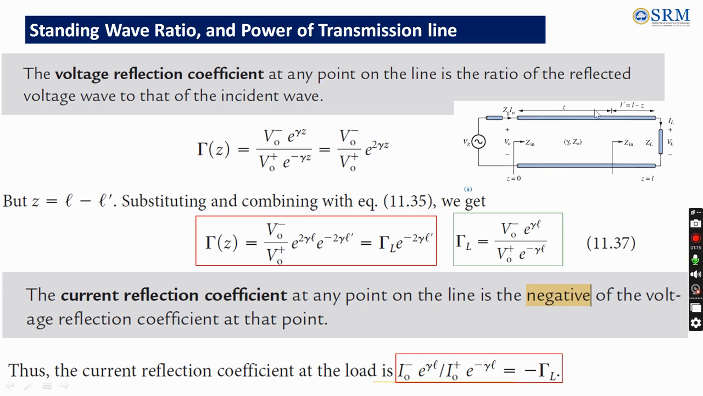Now we are going to substitute instead of Z, that is L minus small portion L dash. So if you substitute that, we get V naught minus divided by V naught plus into e power 2 gamma L, and that is the expression for load reflection coefficient. Okay. So voltage reflection coefficient at any point is equal to load reflection coefficient multiplied by e power minus 2 gamma L dash. In the same manner we can find the current reflection coefficient, that is ratio of reflected current to the incident current, but it is going to be the negative of the voltage reflection coefficient at any point.